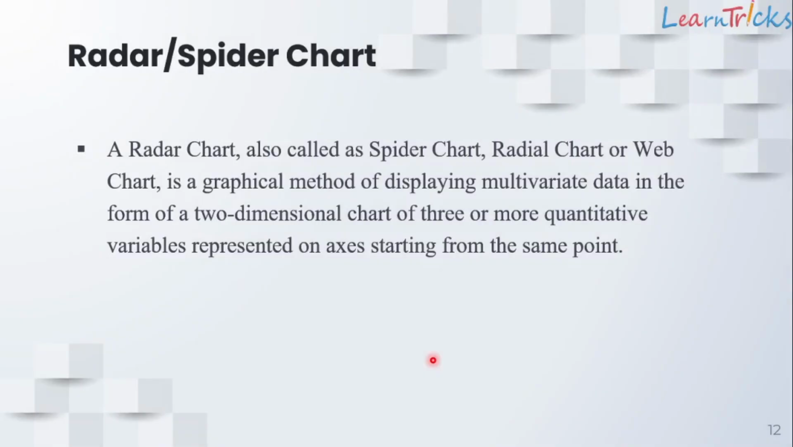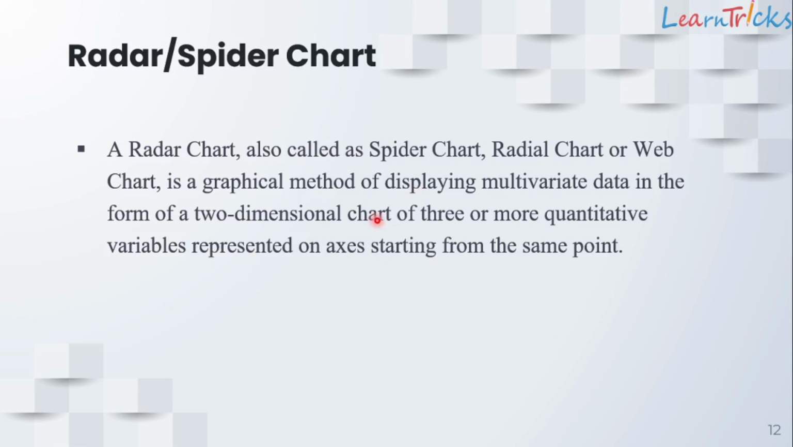Now the next type is the radar chart, which is also called a spider chart. A radar chart, also called a spider chart, radial chart or web chart, is a graphical method of displaying multivariate data in the form of a two-dimensional chart of 3 or more quantitative variables represented on axes starting from the same point, right?